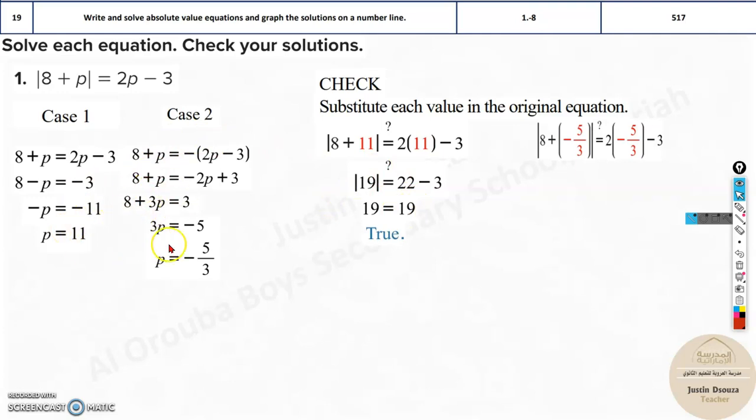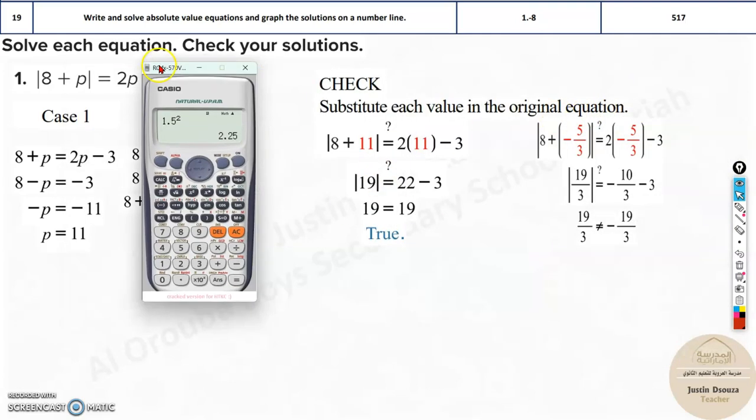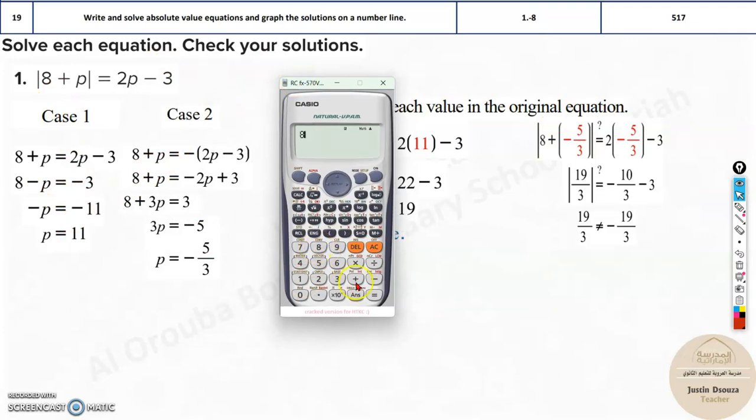True. Now, what about this one? You just need to put this equation over here and solve. And the answer over here is not equal. How can you do that? A simple way: you can just use your calculator over here and try. Now here I'll do the first one, 8 plus 11. Make sure what the answer is. Even if it is negative, you must only consider the positive answer. Why? Because it's inside the magnitude. I'll write over here 19. Now the right side, 2 into 11, minus 3. It's 19. Yes, this is correct.